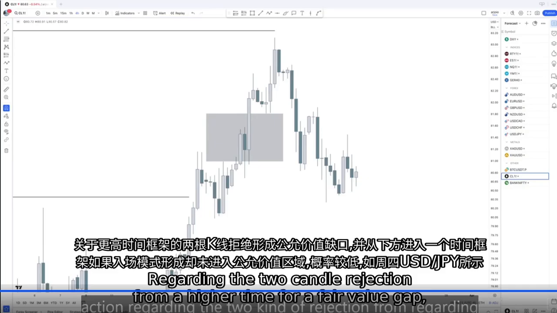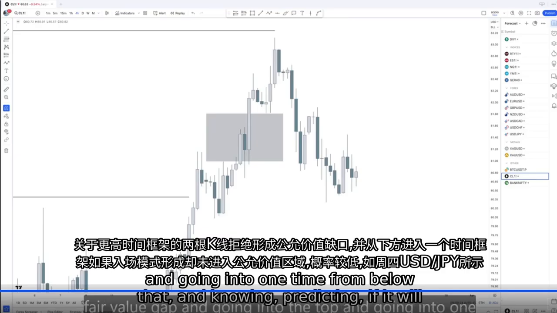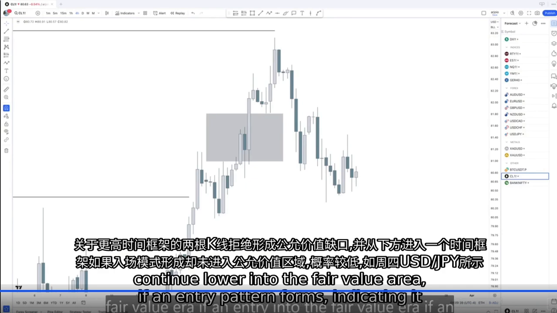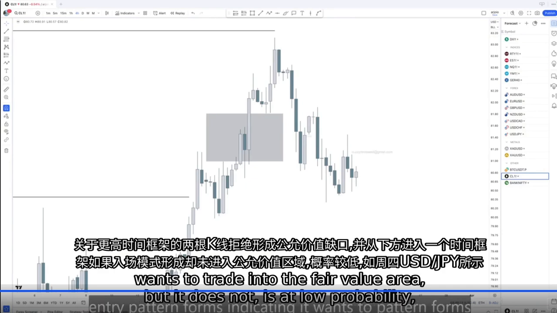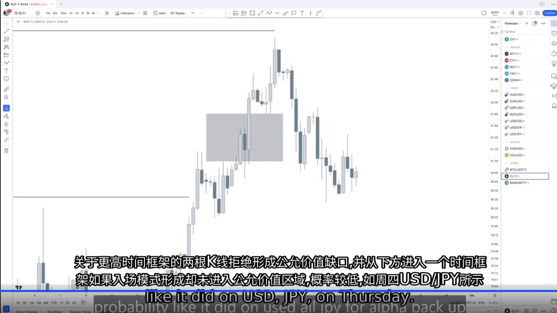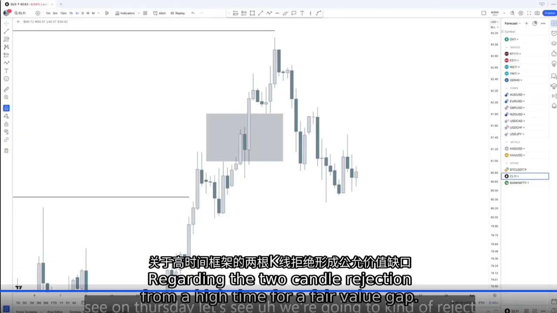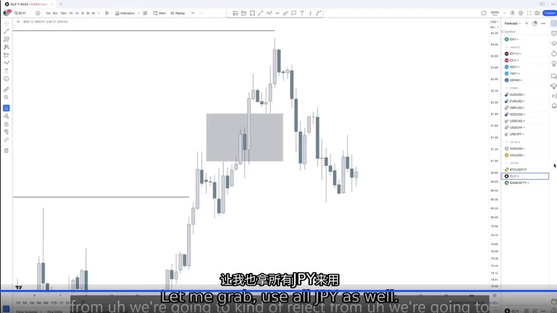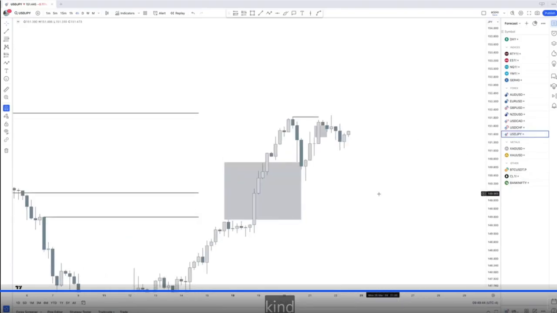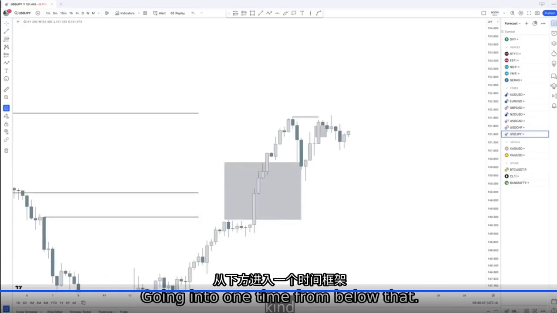Regarding the two candle rejection from a higher time frame fair value gap and going into one time frame below that and predicting if it will continue lower into the fair value area: if an entry pattern forms indicating it wants to trade into the fair value area, but it does not, is that low probability, like it did on US dollar JPY 4 hour fair value gap on Thursday? Let's see. Let me grab US dollar JPY as well.